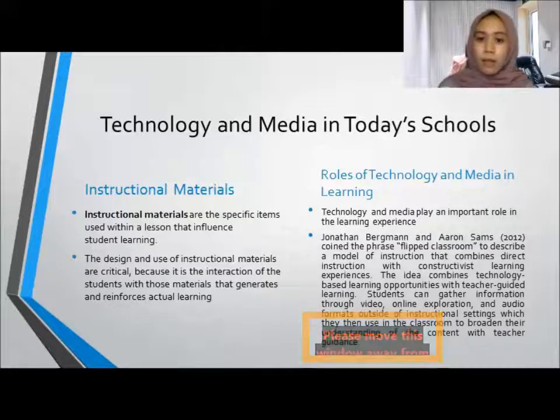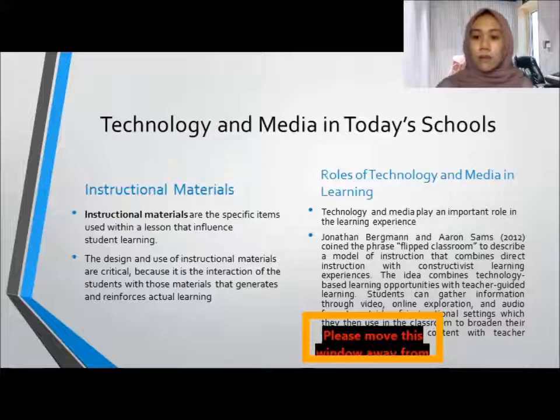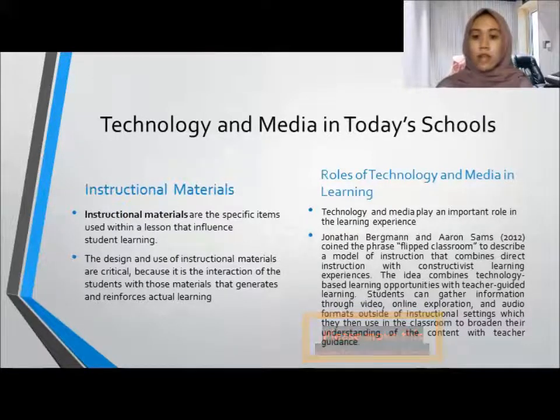Technology and media play an important role in the learning experience. According to Jonathan Bergmann and Aaron Sams, 2012, they coined the phrase flipped classroom to describe a model of instruction that combines direct instruction with constructivist learning experiences. The idea combines technology-based learning opportunities with teacher-guided learning. A student can gather information through video, online exploration, and audio formats outside the instructional setting, which they then use in the classroom to broaden their understanding of the content with the teacher's guidance.